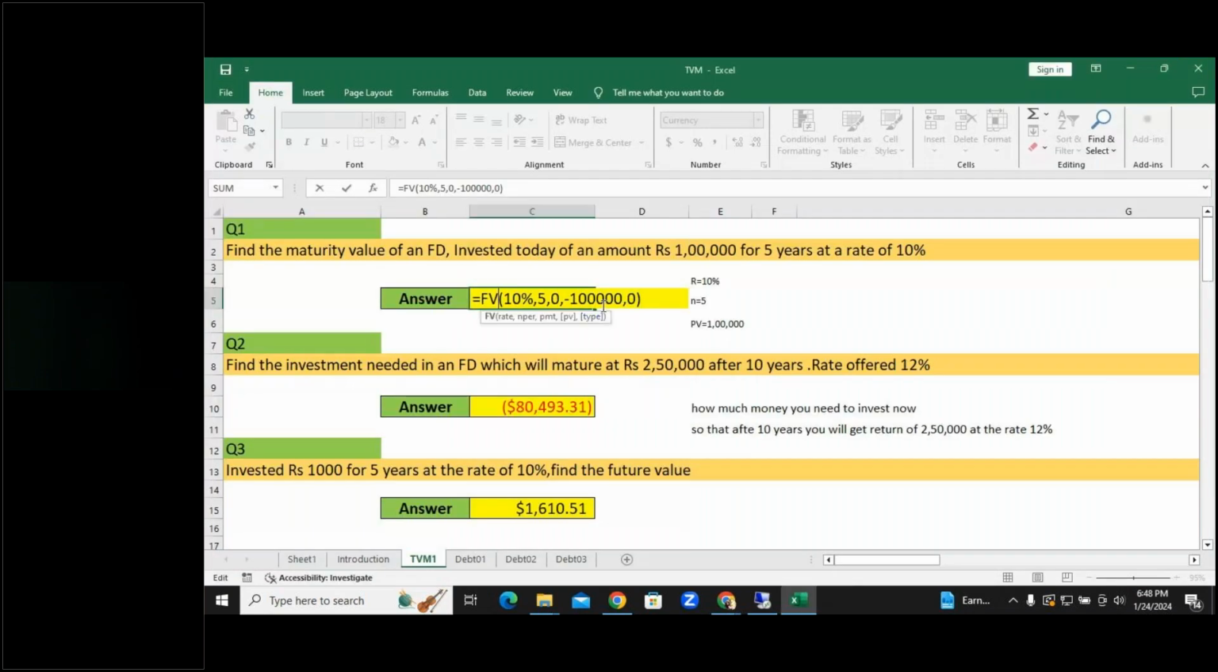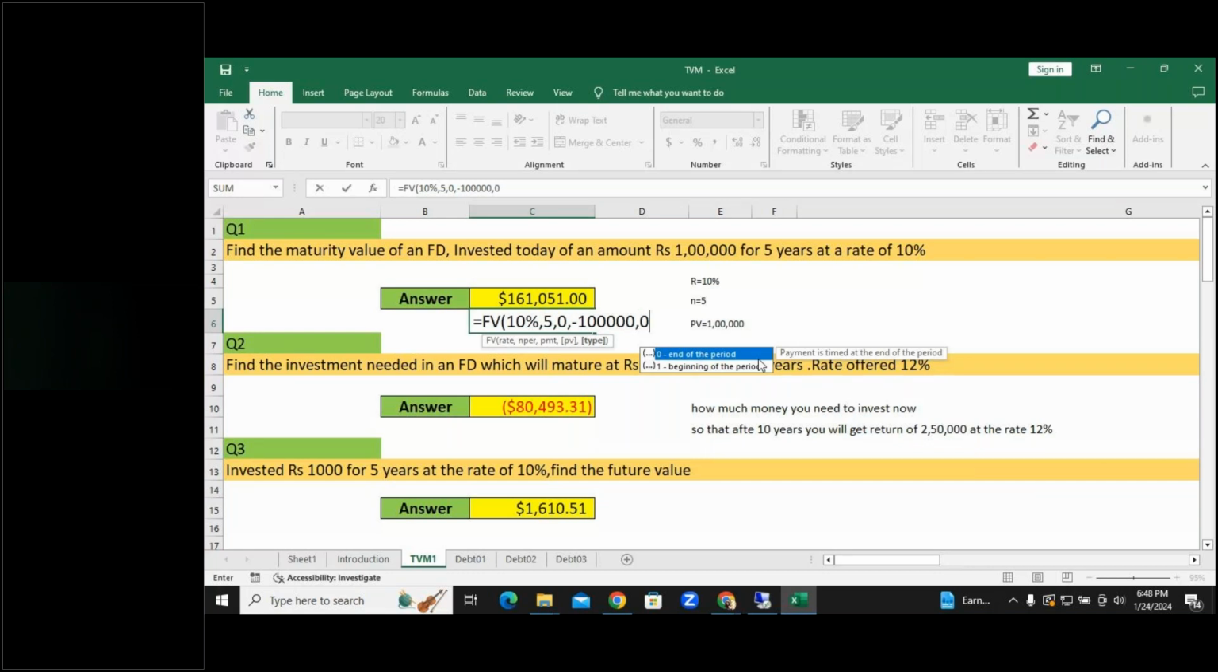Okay, and I have to calculate for the end of the period. So I give equals FV, open the bracket, rate is 10%, comma, NPER is 5 years, comma, PMT 0. That means EMI, nothing they have mentioned in the scenario, comma, present value minus 1 lakh, comma, I wanted to check it for end of the period.